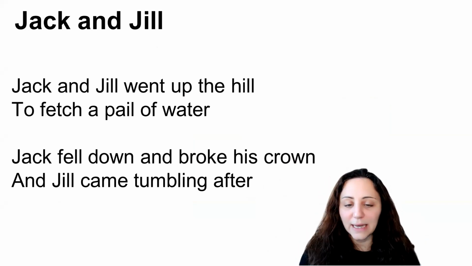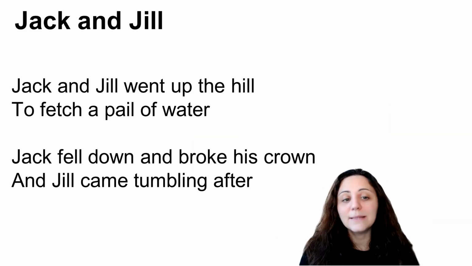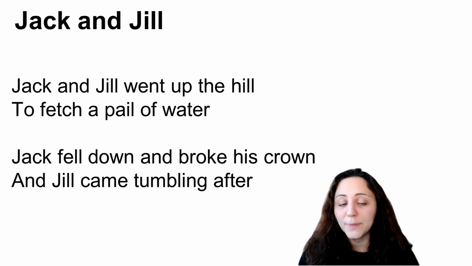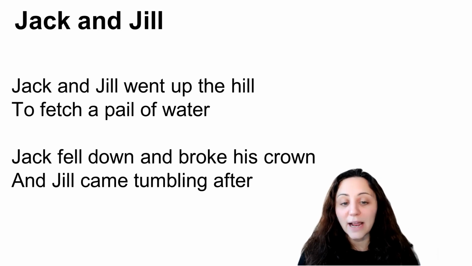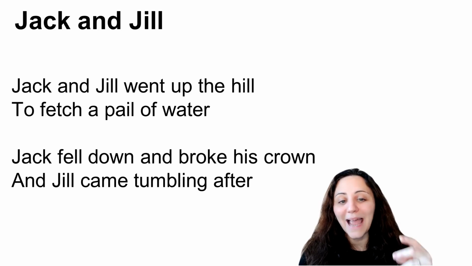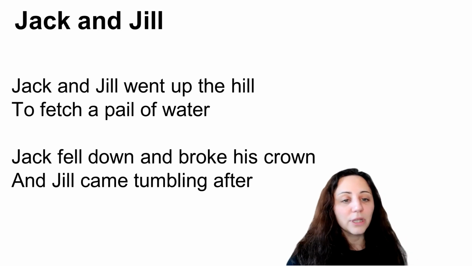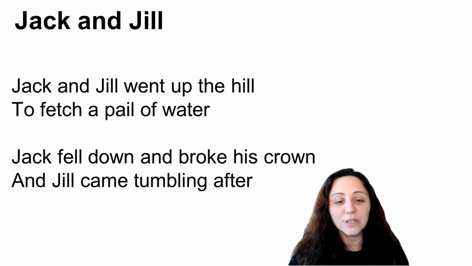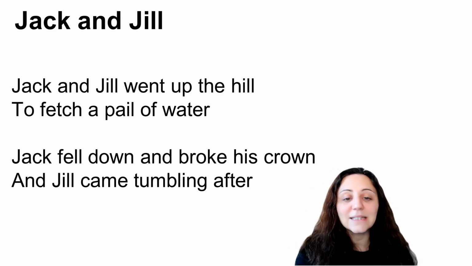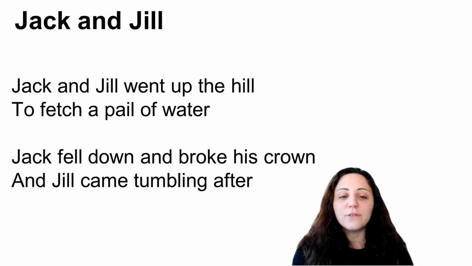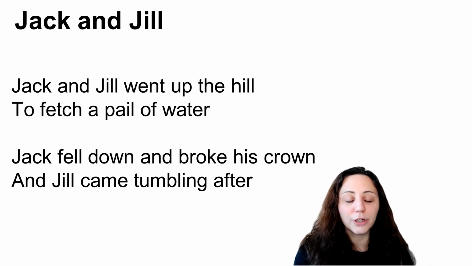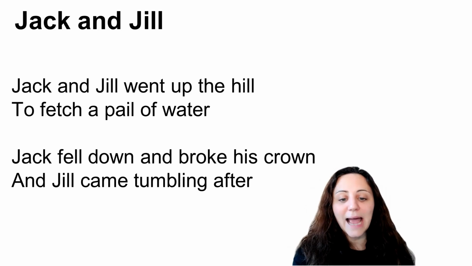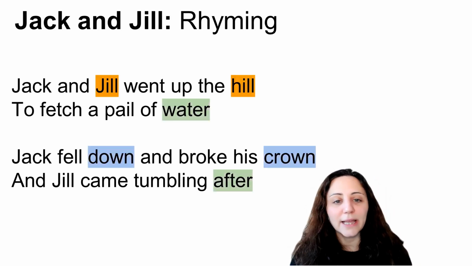Now I'm reading it at a natural pace. Jack and Jill went up the hill to fetch a pail of water. Jack fell down and broke his crown, and Jill came tumbling after. Now, this is really good practice. I don't need you to say it so fast, but it just gives you the sense of the rhythm of English. And this is where children learn intonation and sound. And so let's take a look at the next one.